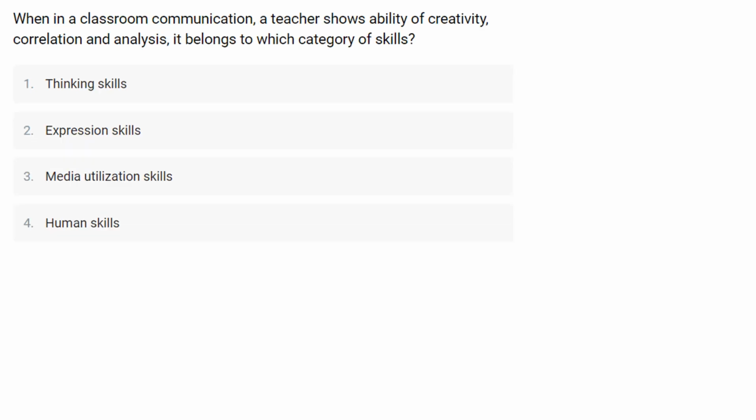When in a classroom communication, a teacher shows ability of creative correlation and analysis, it belongs to which category of skill? So here in this question they ask you, while the teacher is teaching in the classroom, a teacher shows the ability of creativity, correlation and analysis. Now they are asking you which of the following categories of skill it belongs to. The first option here is thinking skill, second one is expression skills, third one is media utilization skills, and the last one is human skills.